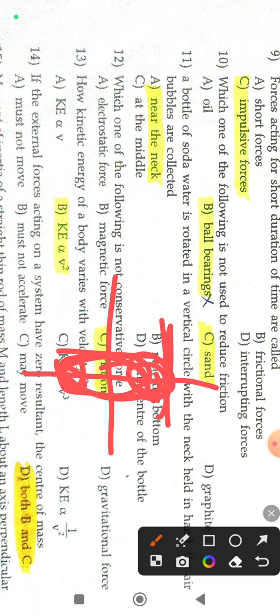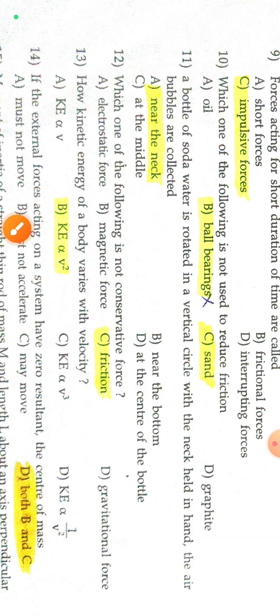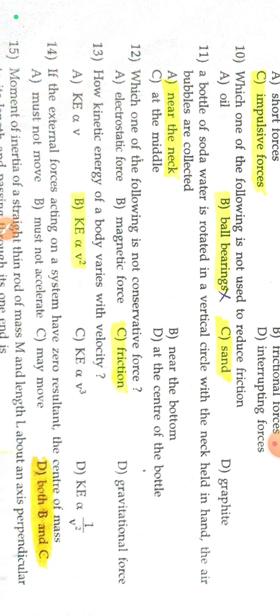and this is the neck. Okay, bubbles are collected where? All these bubbles are collected at the neck, so the answer is near the neck. Okay, now I'll discuss the next question.